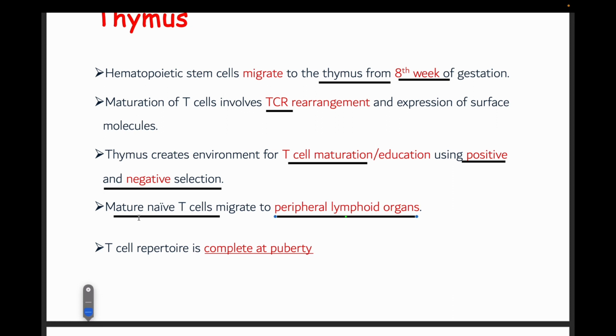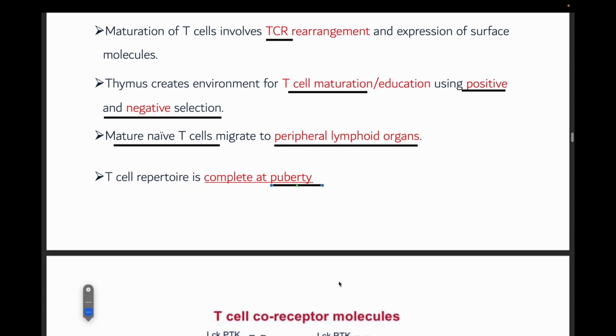The pool of different and diverse T cells that are specific to antigen are formed until puberty is complete, until puberty. And then what happens to the thymus? It decreases in size, its function decreases, and in the end it stops.